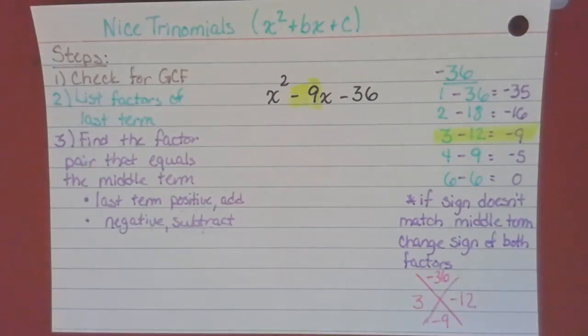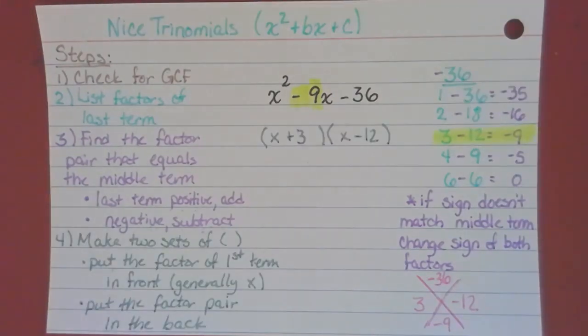Now, this is where some classes will teach you to make that X symbol, where we have what we're multiplying by, or what that last term is. So we have a negative 36. What the middle term is, so the negative 9, and these are the 2 factors that multiply to get me negative 36, and they combine to get me to negative 9.